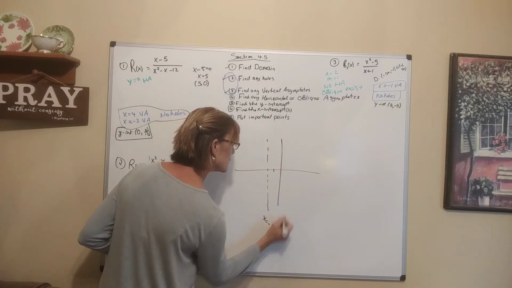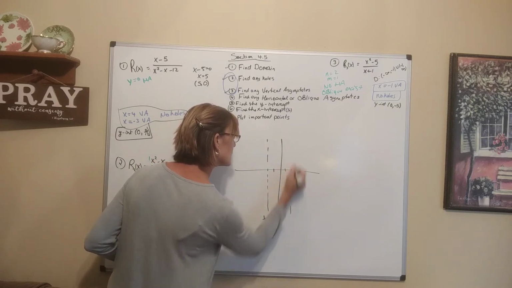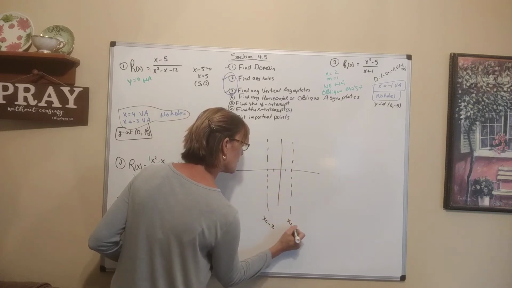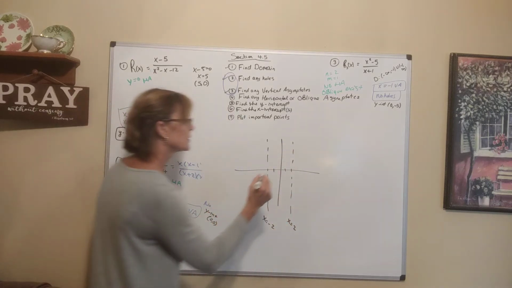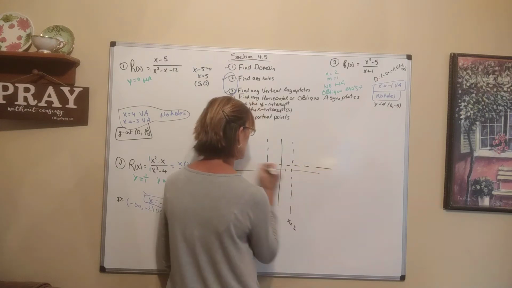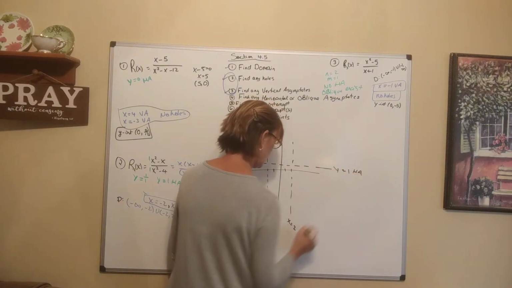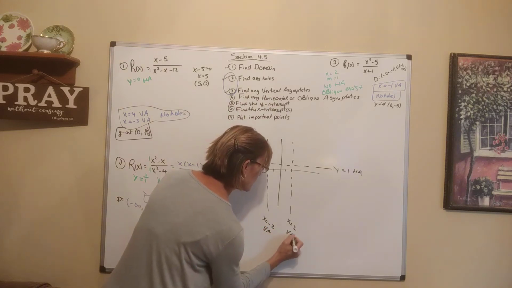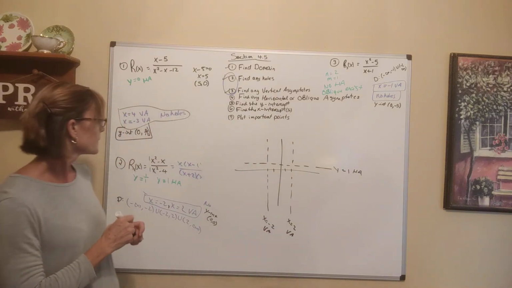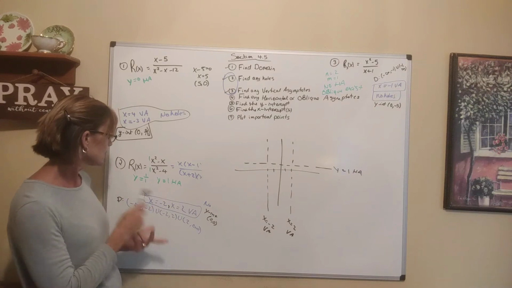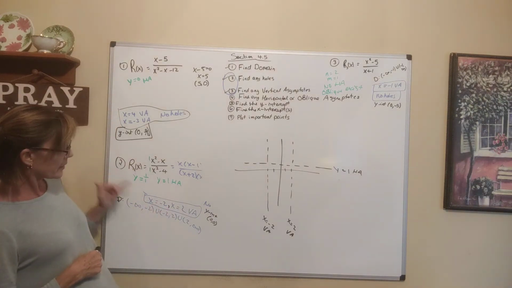X is -2. X is +2. Y equals 1. Horizontal asymptote, vertical asymptote, vertical asymptote. No holes. Okay.